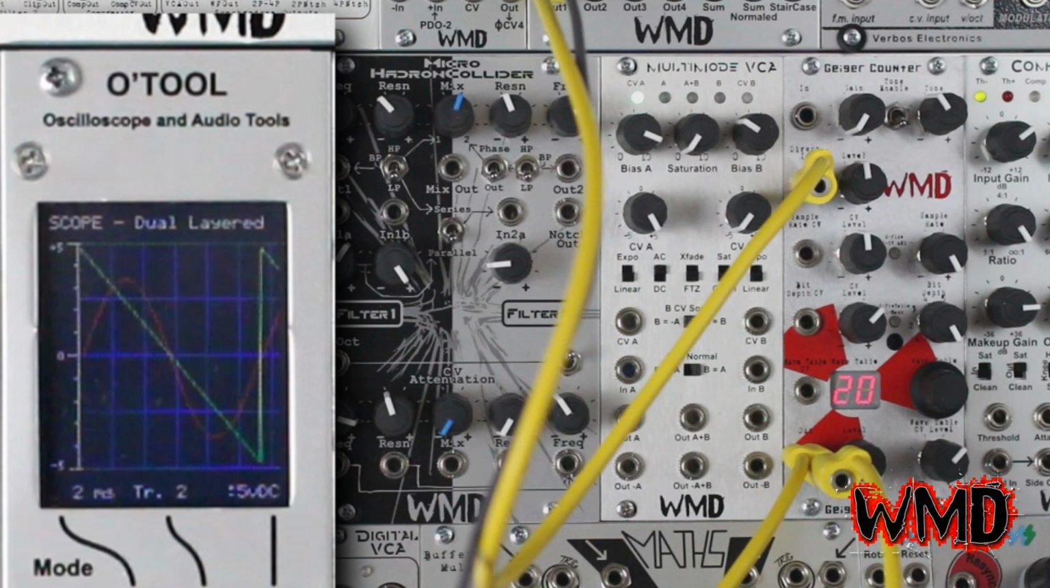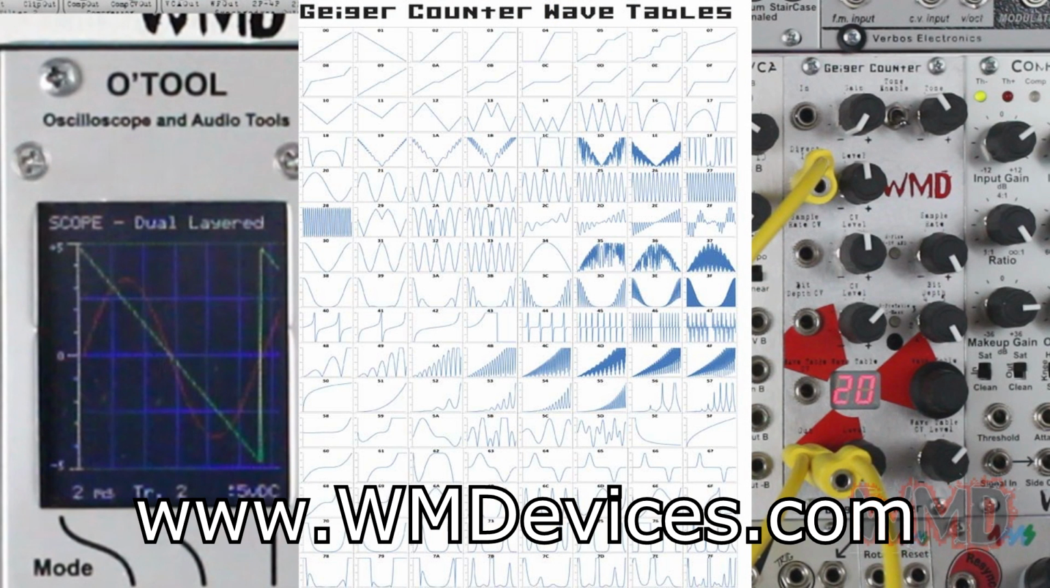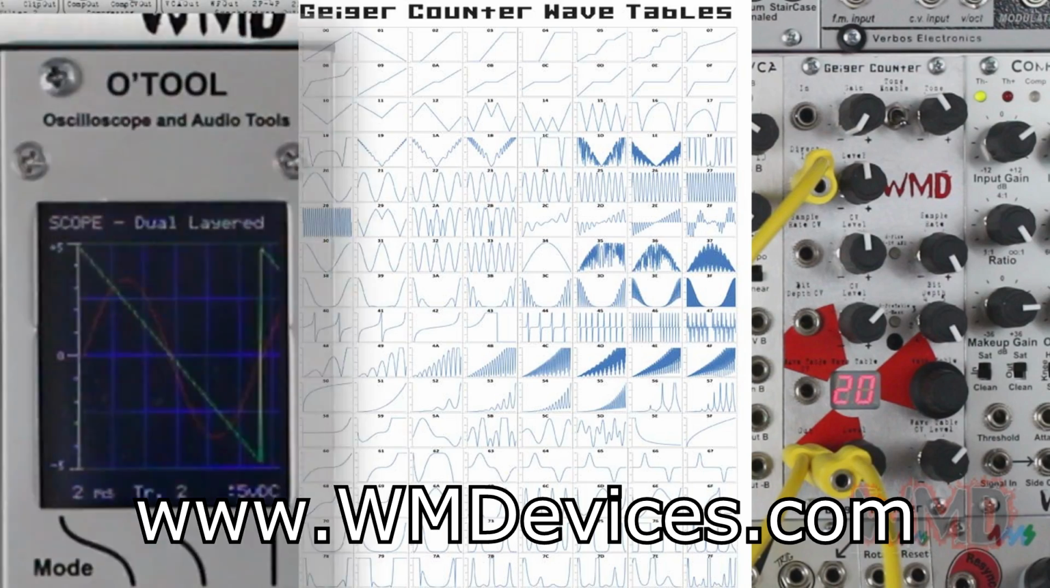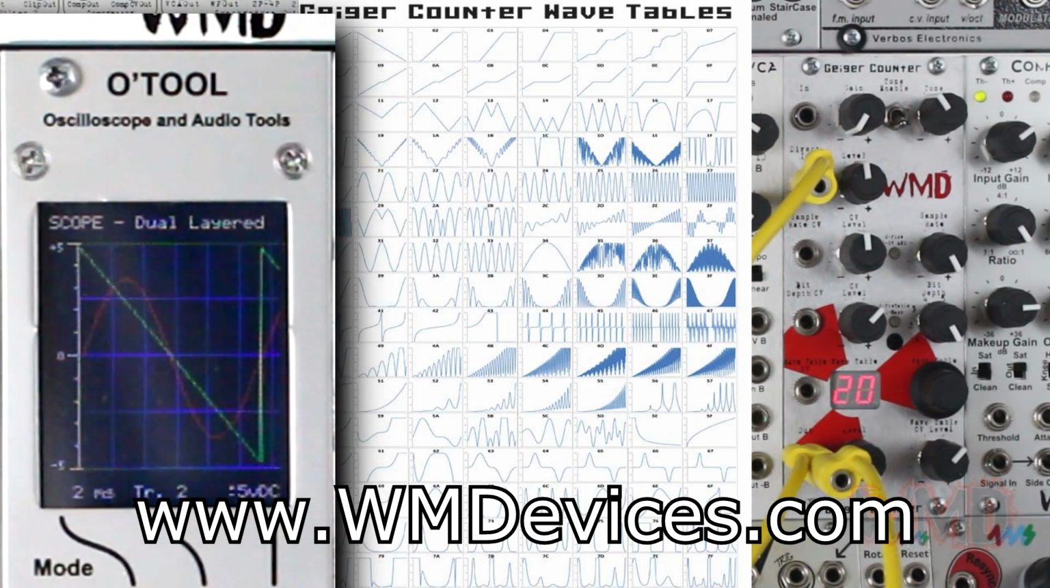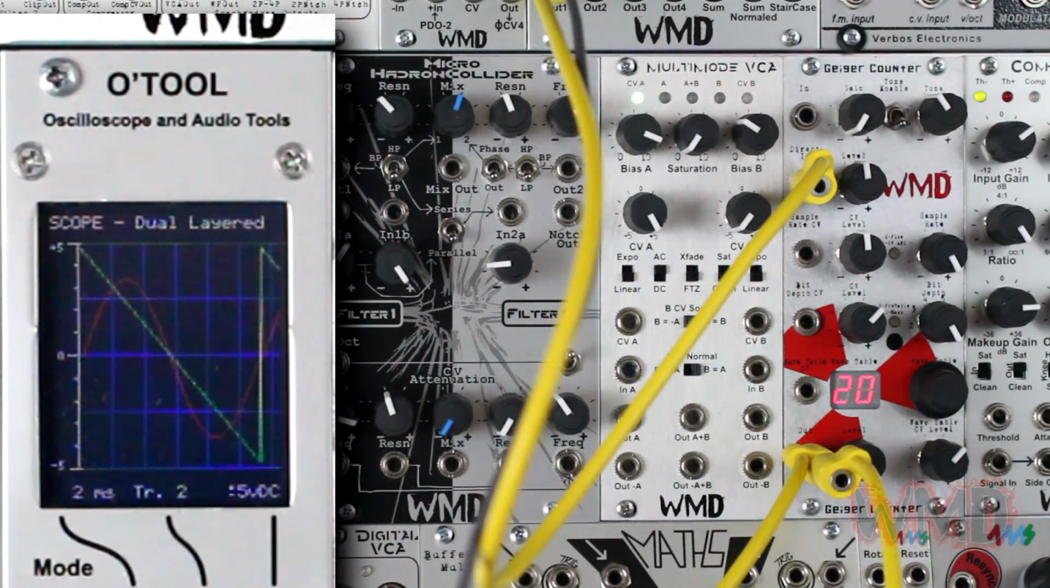The wavetable function of the Geiger counter takes your incoming signal and remaps it to a shape determined by a table of voltages. With a saw wave as the input, the signal can be accurately changed to a sine wave through the entire length of the wave. There is a complete list with graphical representations of each wavetable on our site at wmdevices.com.